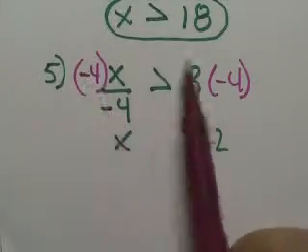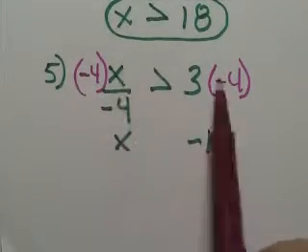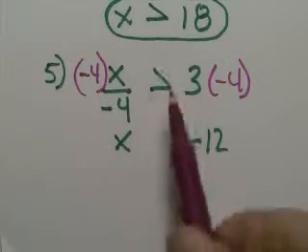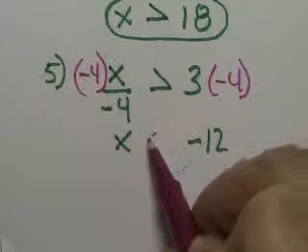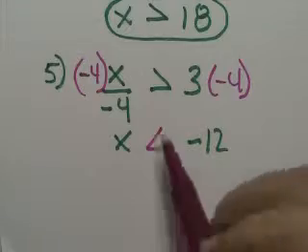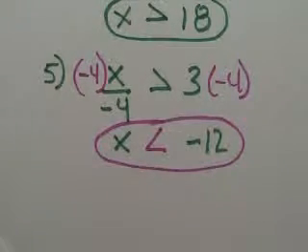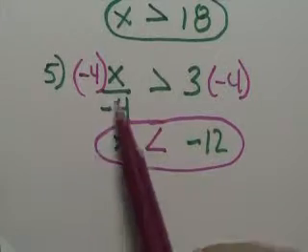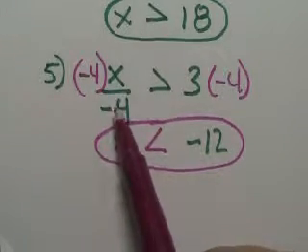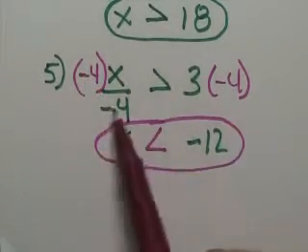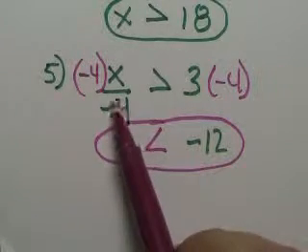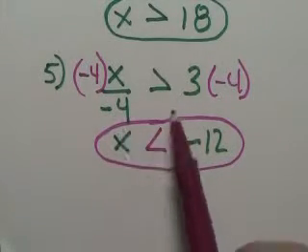Do I need to switch the arrow? Yes, I multiplied both sides by a negative. So therefore I need to switch the arrow. So the arrow is going to go this way. Less than. And also notice that the coefficient is -4, so to get rid of it, I have to multiply by -4. So if the coefficient is negative, whether it's on the bottom or top, you're going to have to reverse the arrow.